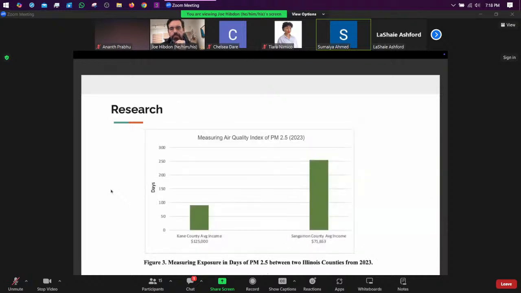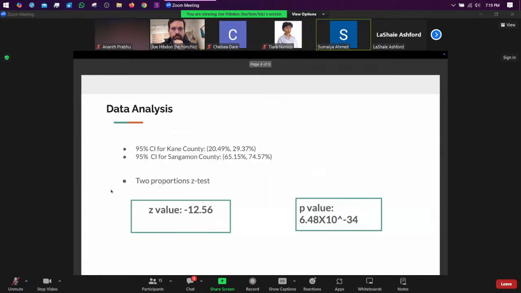So this was my research from Project One. I found the amount of days out of the year in which PM 2.5 concentrations were detectable above the minimum threshold from Air Quality Index 2023. And I compared that with 2 Illinois counties with different levels of average household income. Here my results showed that the lower income county, Sangamon County, had more days of higher levels of PM 2.5 concentration. Next slide, please.